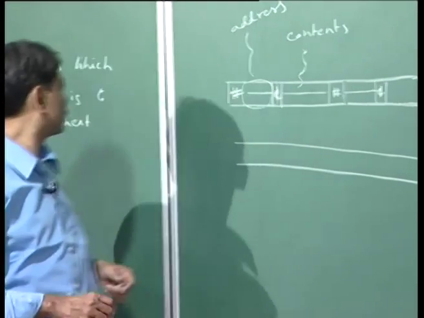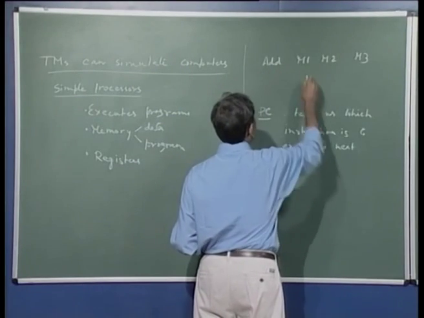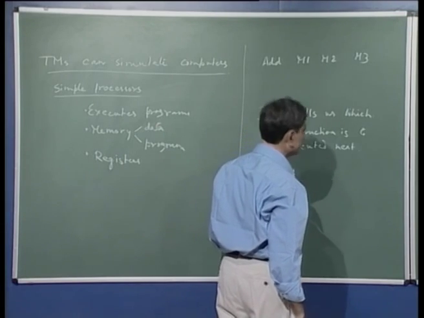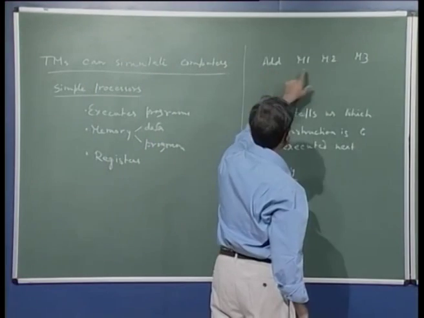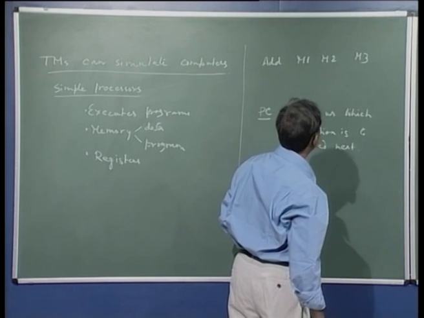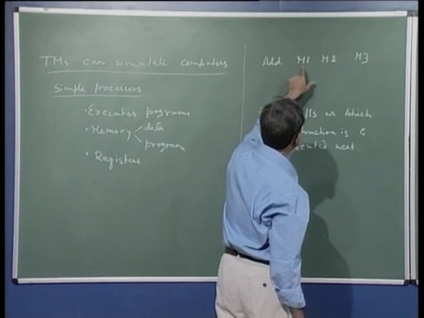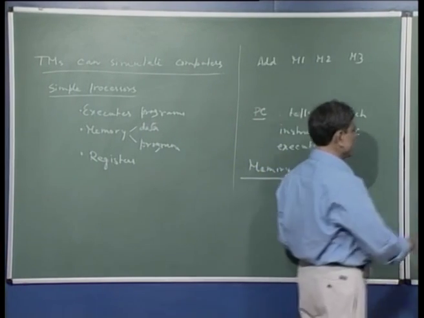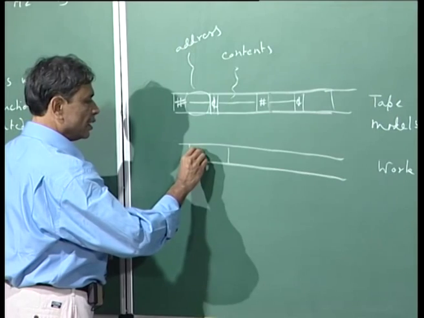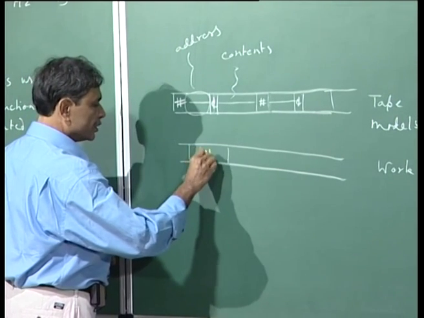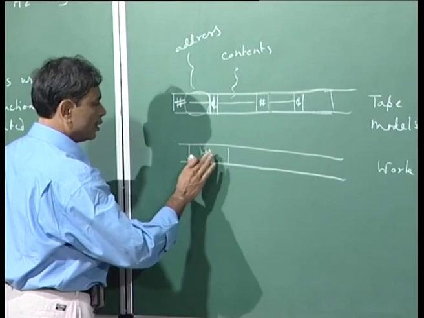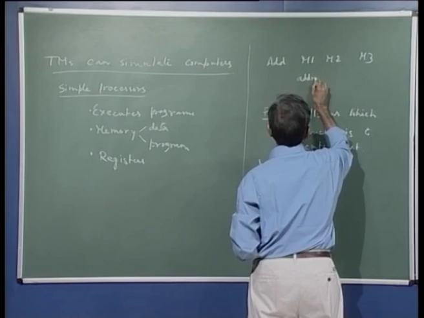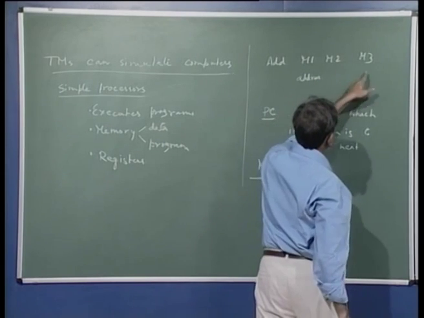So now, an instruction which is to be executed, like this, let us say, these parts of the instruction will tell me 3 addresses. So imagine that here I had the contents of the addresses. M1 is an address, M2 is another address, M3 is another address.